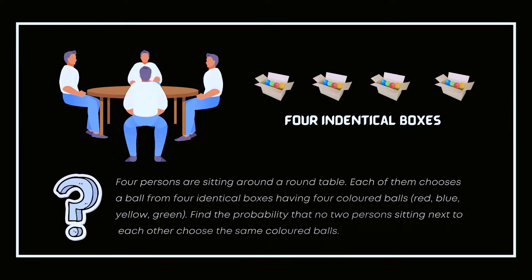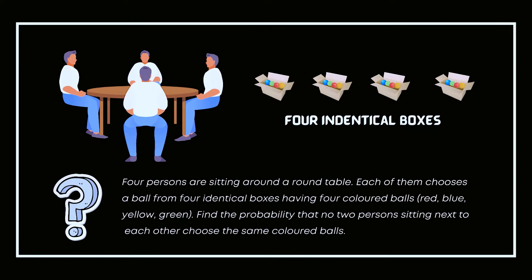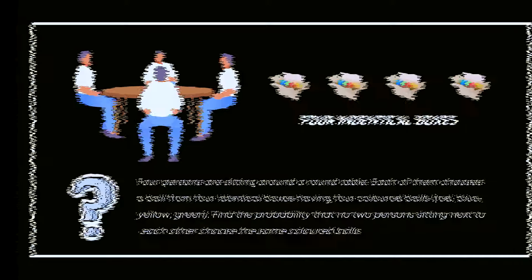In this question, we have 4 people sitting around a circular table. We also have 4 identical boxes containing 4 different colored balls. Each one of them is given a box and is asked to select one ball from the box. So we have been asked, what is the probability that no two persons sitting next to each other select the same colored ball? Pause the video and try the question by yourself first and then jump onto the solution.